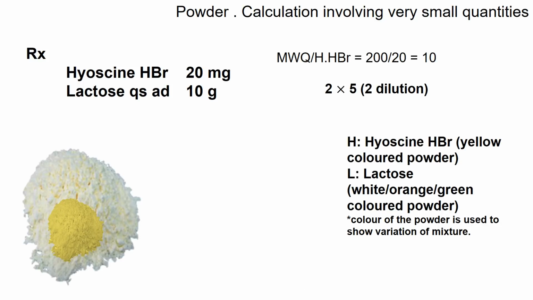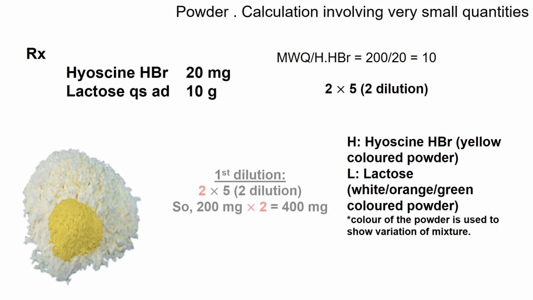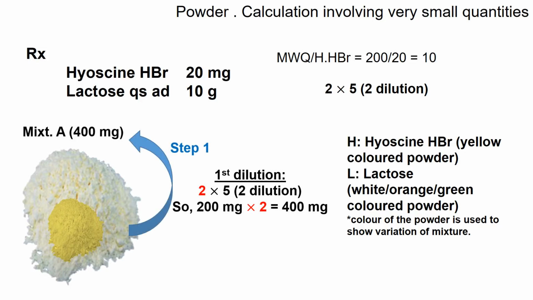To demonstrate what is happening in the previous calculations involving 2 times dilutions, we will illustrate them in the next few slides. So in the first dilution, we're using the number 2, where we're measuring 200 milligram of hyoscine hydrobromide, and to get a final mixture of 400 milligram, we need to top up with 200 milligram of lactose.